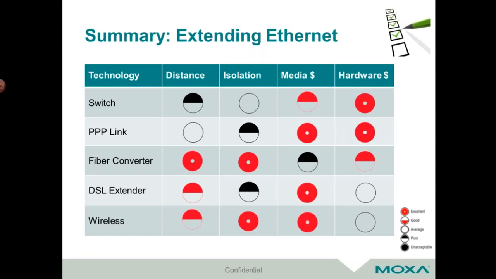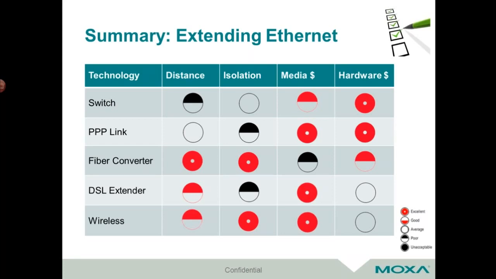You can see here the 5 tips that we went over, whether it be using a switch, a PPP link, a fiber converter, a DSL extender, or wireless. We've picture coded these so you can see what is best for what type of scenario. Switches, for example, are not that great for distance, as Paul mentioned. The limitation is around 328 feet.